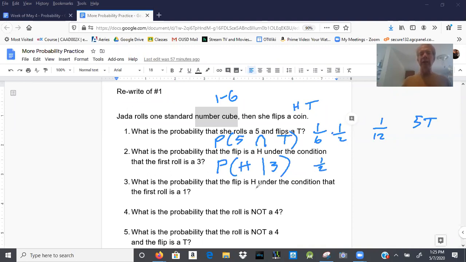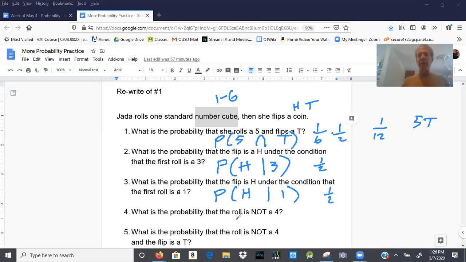And then the next question asks, what's the probability of heads under the condition that a 1 is rolled first? Well, probability that a head, given that a 1 has been rolled first, once again, this 1 does not affect this H. If it did affect the H, like if it was hearts here and this was queen, I might need to think about what the probability is. But it's still just 1/2.